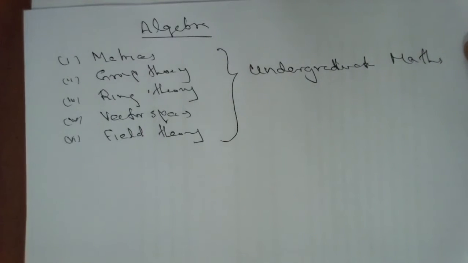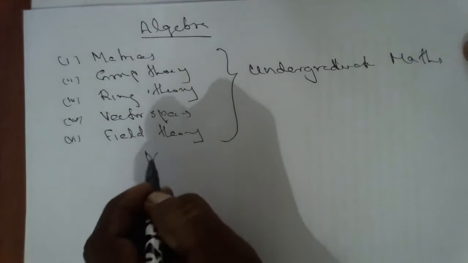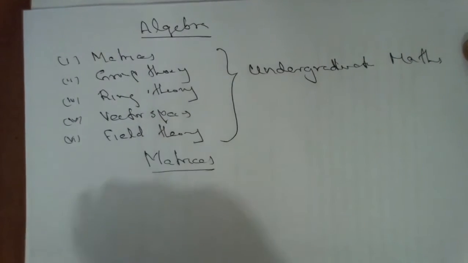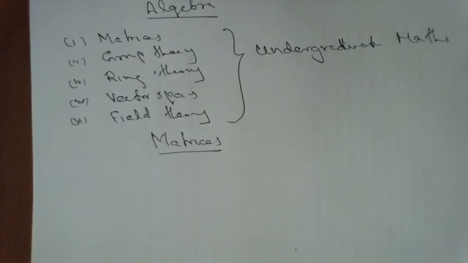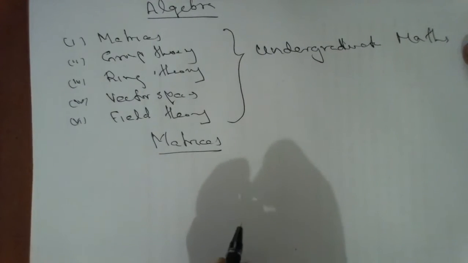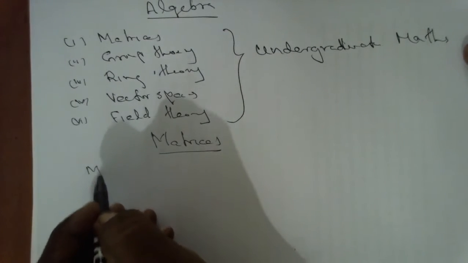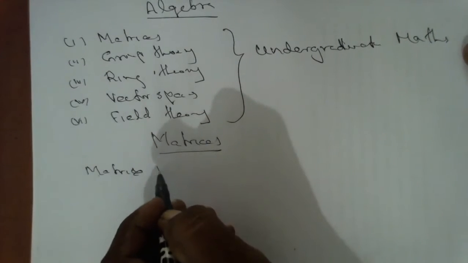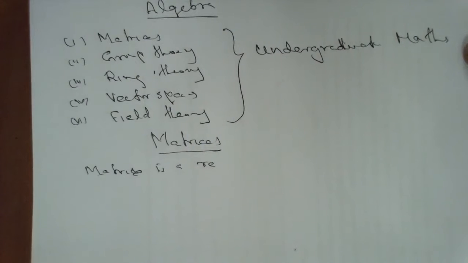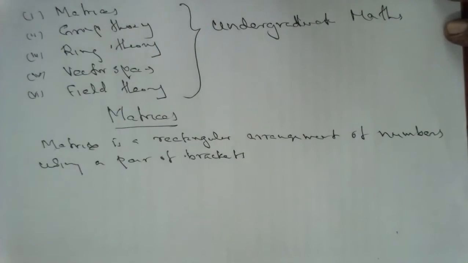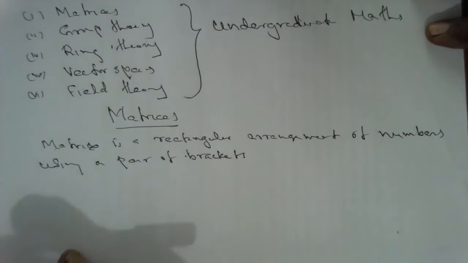Right. Now, today let's start algebra, matrices. What is a matrix? What do you mean by a matrix? Matrix is a rectangular arrangement of numbers. Very simple. Matrix is a rectangular arrangement of numbers, a simple definition, right? So a matrix is a rectangular arrangement of numbers using a pair of brackets, right?